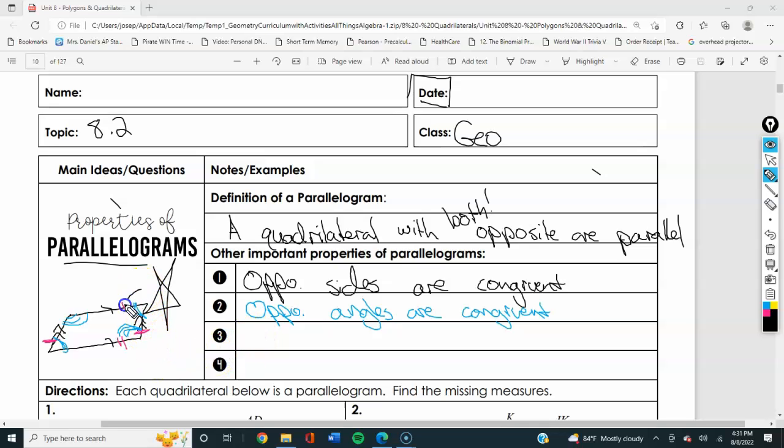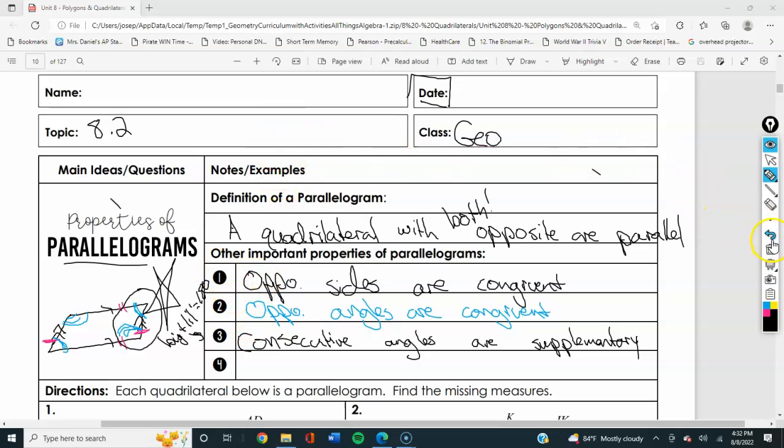Consecutive angles, those are the ones that are right next to each other. These are consecutive, these are consecutive, these are consecutive. They are supplementary, they add up to 180. So big plus little equals 180, just like the thing we did in chapter 3.